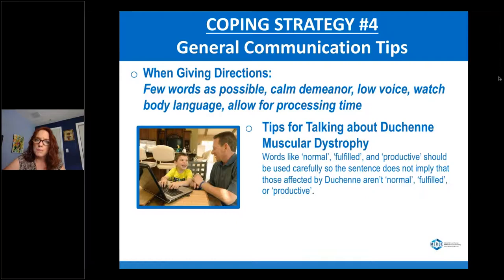So when giving directions, we want to remember these tips: use as few words as possible, keep a calm demeanor, use a low voice, watch your body language, and allow for processing time.